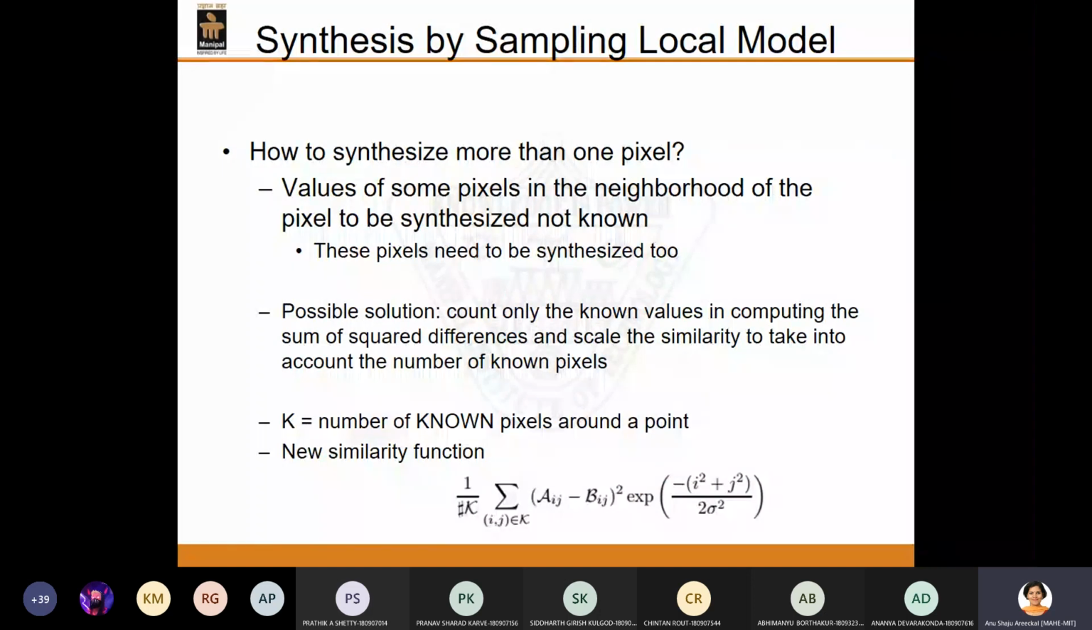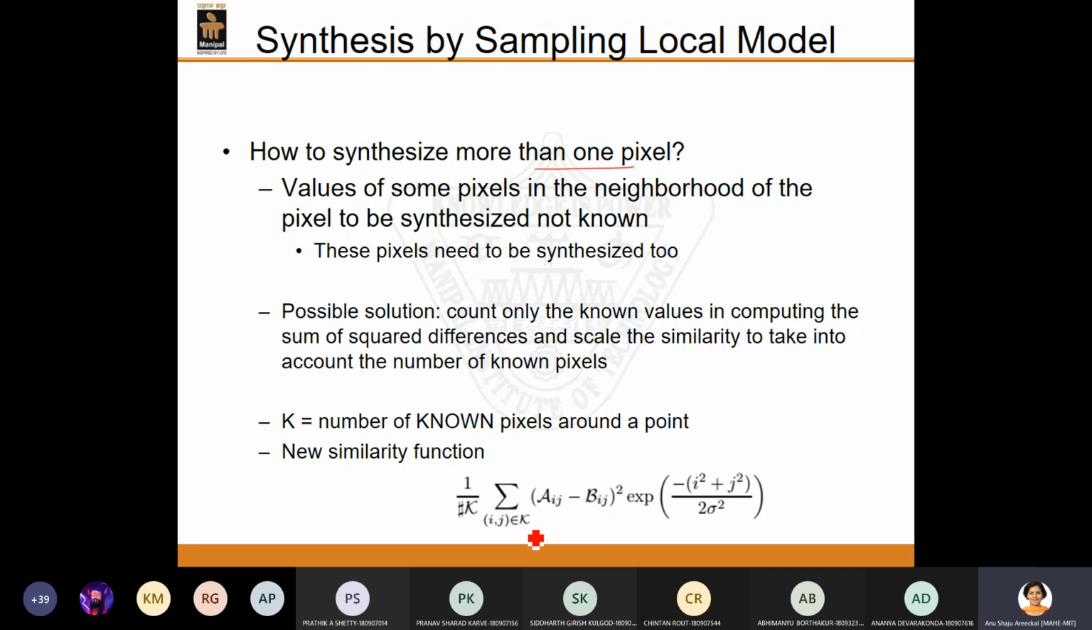Okay. Now, let's say you want to synthesize more than one pixel. So you have a few pixels that need to be synthesized together. What we do in such cases, when you're taking the similarity function, is this: if it was just one pixel, we would discard that particular pixel and average over all the other pixels, right?